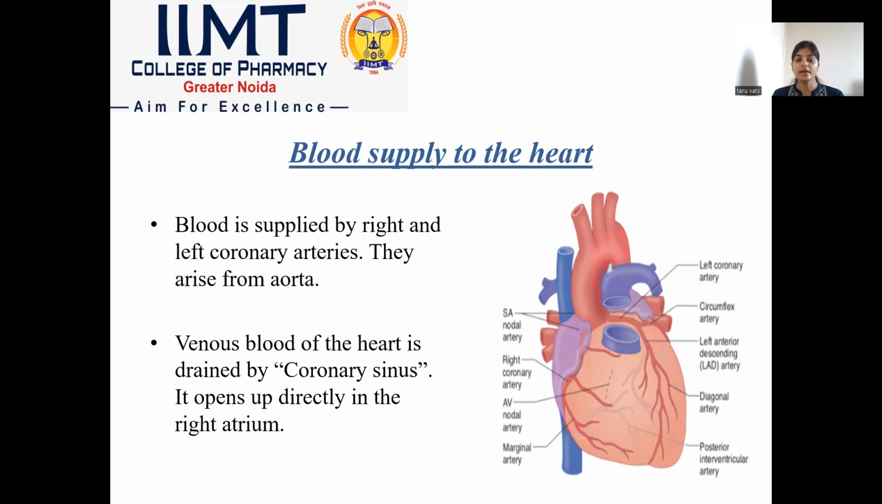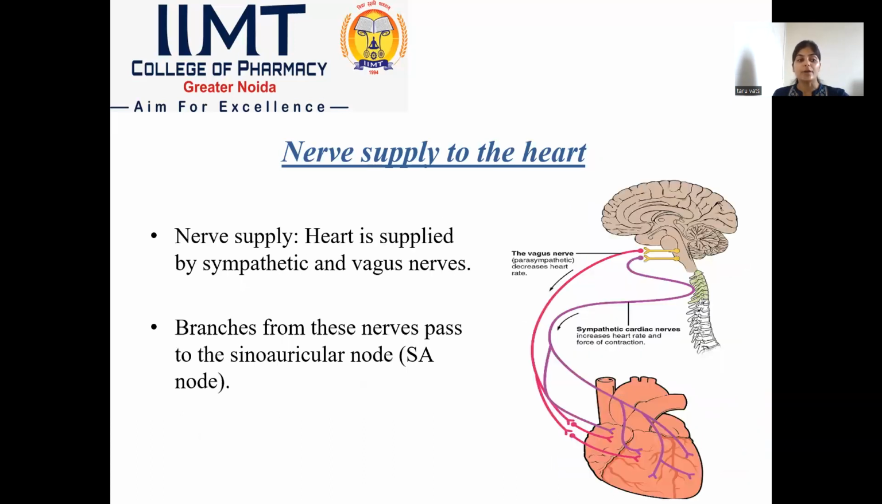Moving to the next slide, nerve supply to the heart. The heart is supplied by the sympathetic and vagus nerves. Here you can see in this image, the sympathetic cardiac nerve. It is responsible for increased heart rate and also for contraction of the heart.